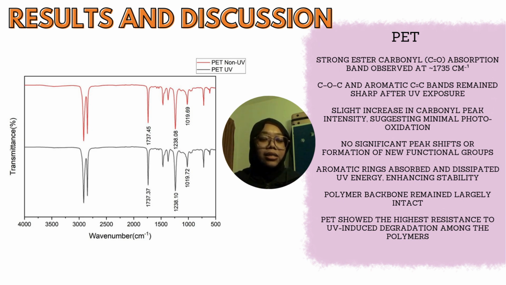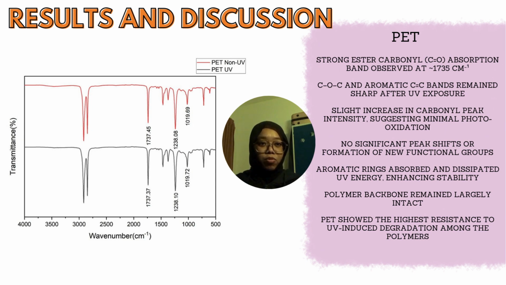Additional characteristic peaks related to C–O–C stretching and aromatic C=C vibrations were also observed and remained sharp after UV exposure. Only a slight increase in the intensity of the carbonyl peaks was detected in the UV-treated PET samples, suggesting minimal photooxidation or limited ester bond cleavage. Importantly, no significant peak shift or new functional groups were observed, indicating that the overall polymer backbone remained chemically stable after UV exposure.